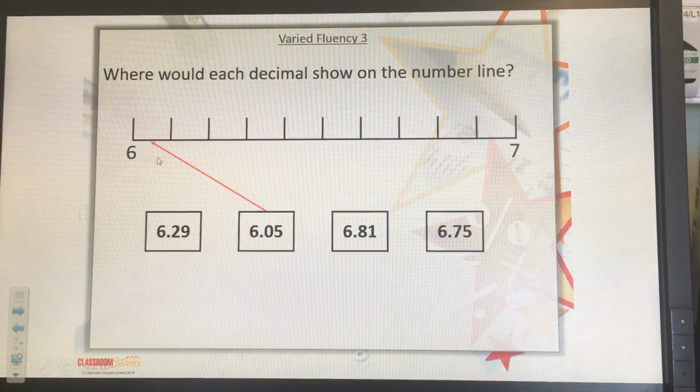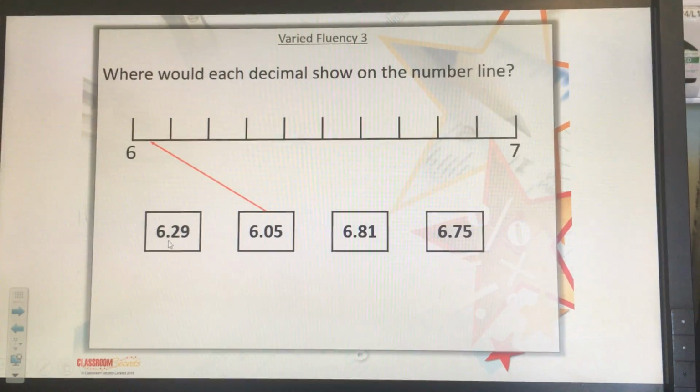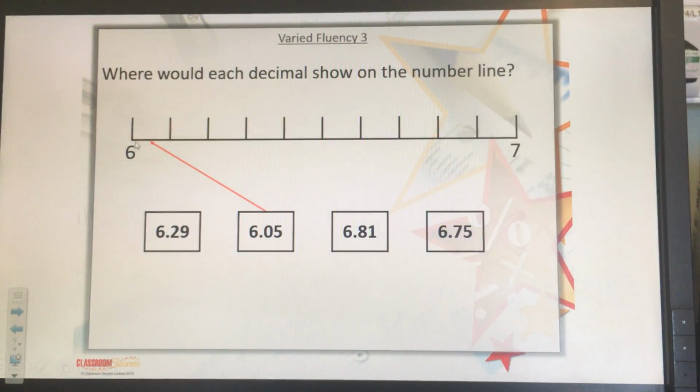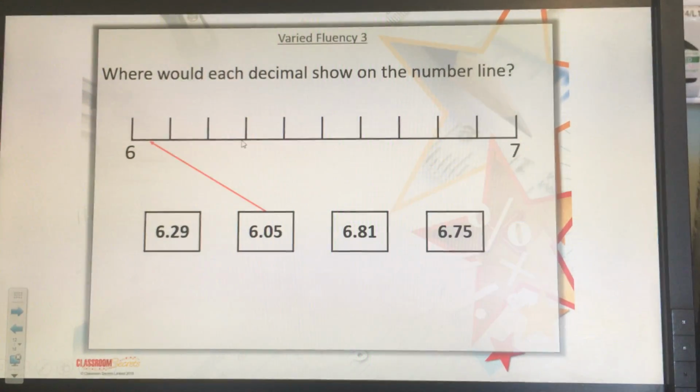The next number that I'm going to look at is this one because it's the next biggest. Now 6.29, so I'll count along 6.1, 6.2, and then we'll go along because it's got that 9 hundredths. It's going to be nearly at 6.3, but not quite.